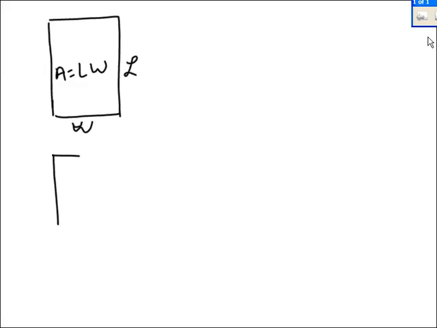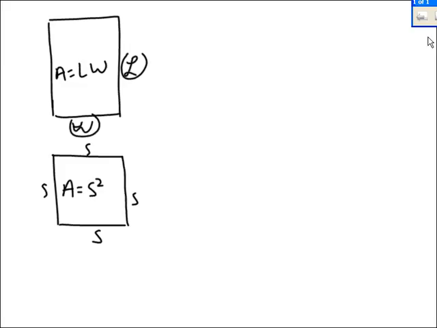If you have a square, which is just a special rectangle, and the sides are all of length S, well, just like the rectangle is one side by the other side, the area of a square is side times side. S times S, of course, is S squared.